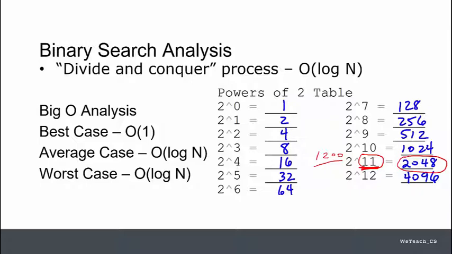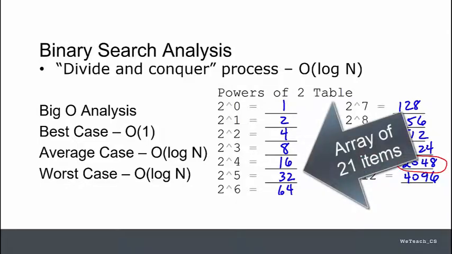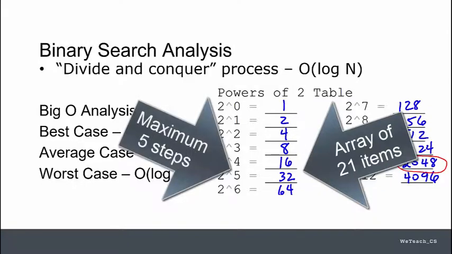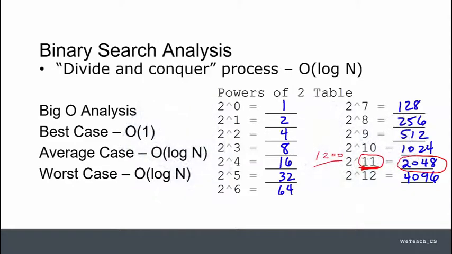In the array example that we had 21 items, 32 is the value just past 21, which has a log base 2 of 5. And that represents the most number of times that it took us to either find an answer or to discover that the value wasn't there. Again, a log n process.